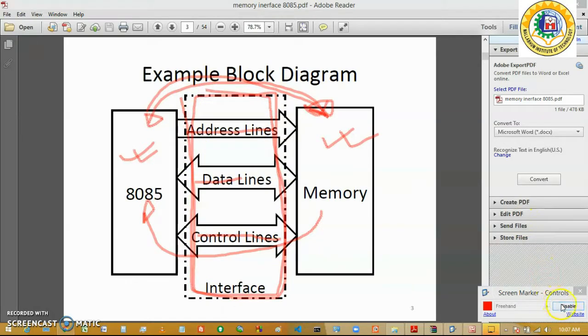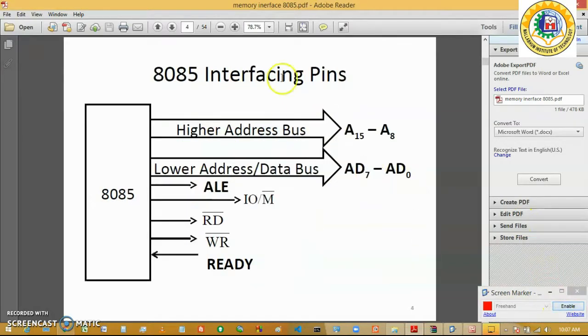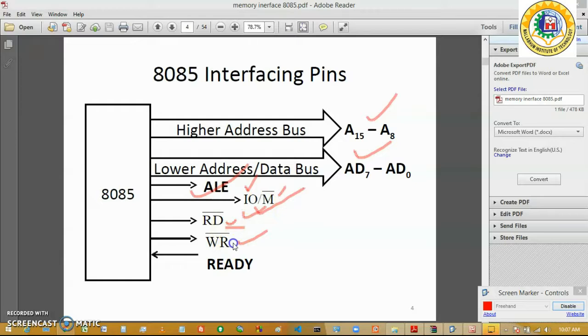Okay. Now next, interfacing pins. The 8085 has different pins such as higher order address bus, lower order address bus, ALE, IO/M bar, read bar, and write bar. IO/M bar: when this signal is high, it is for IO operation; when this signal is low, it is used for memory operation. Read bar is the signal used for read operation, write bar is used for write operation, and ALE is used to synchronize the output device with the microprocessor.